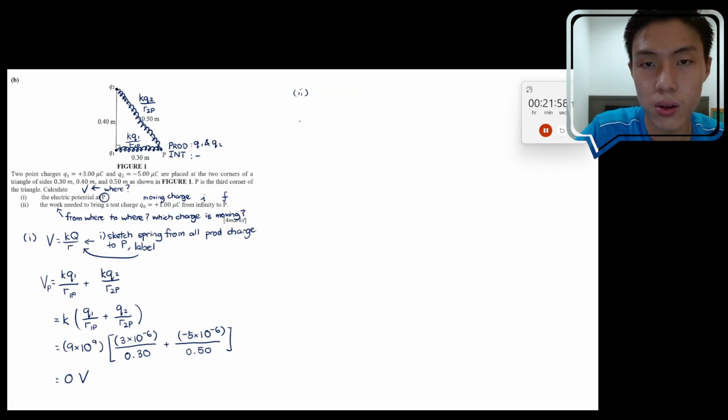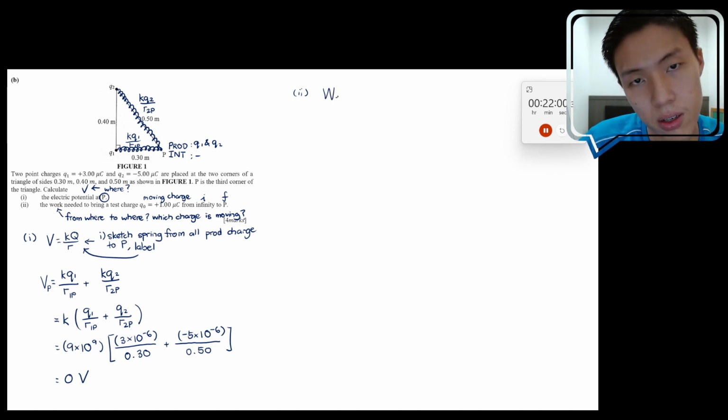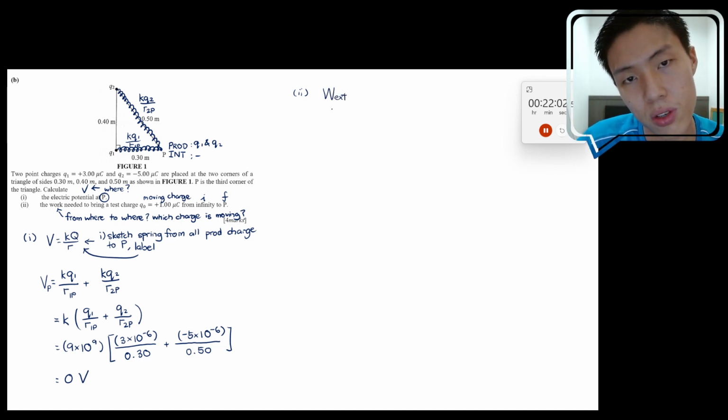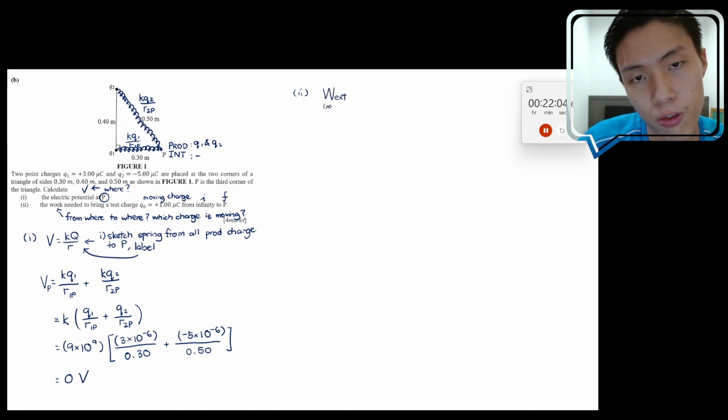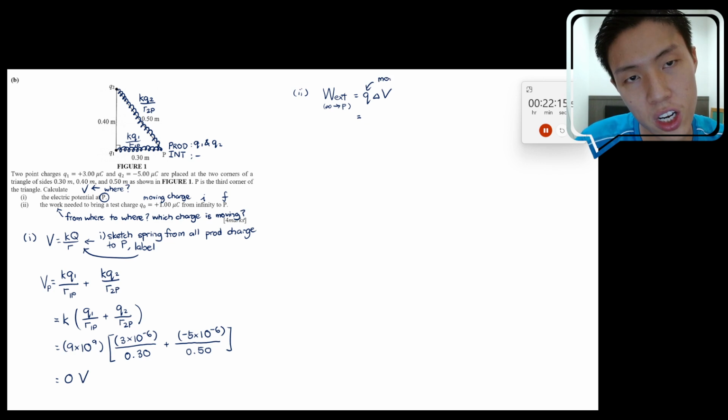Work external, and usually I ask my students to also write from where to where, so I move from infinity to P. It equals Q delta V. Let's check first which Q this is, the moving charge or the interacting charge.